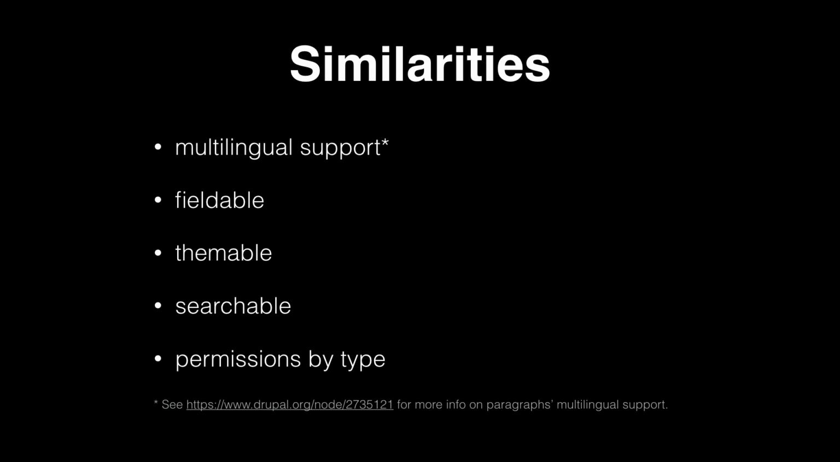Their similarities are many. The multilingual support. I just put a little note down here so you know there's, it's not really a caveat, it's not a limitation, it's just a peculiarity with paragraphs and multilingual support. You can put fields on either, so they can have images, they can have text boxes, you can add views to them, etc. Themable in exactly the same way. Searchable, they both work with the search API in the same way in Drupal 8.